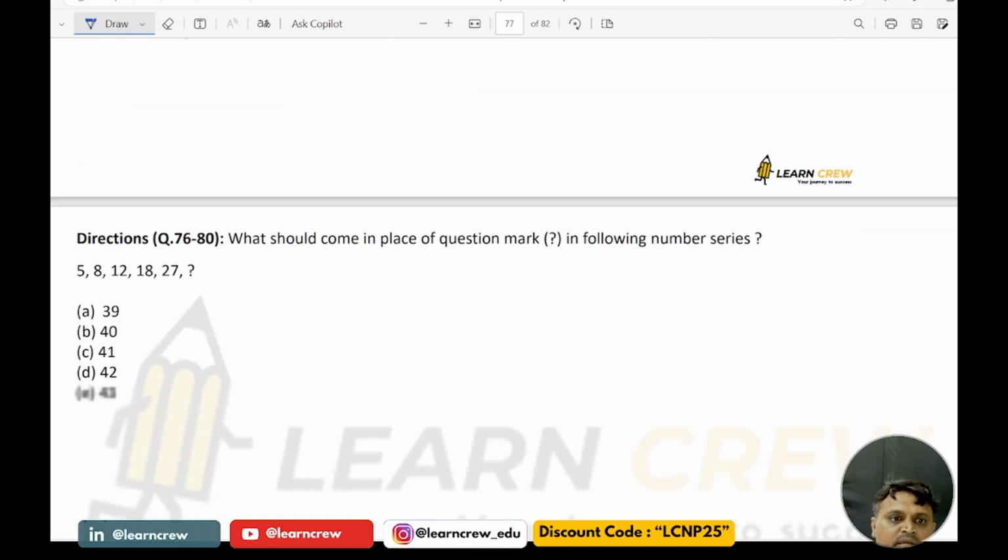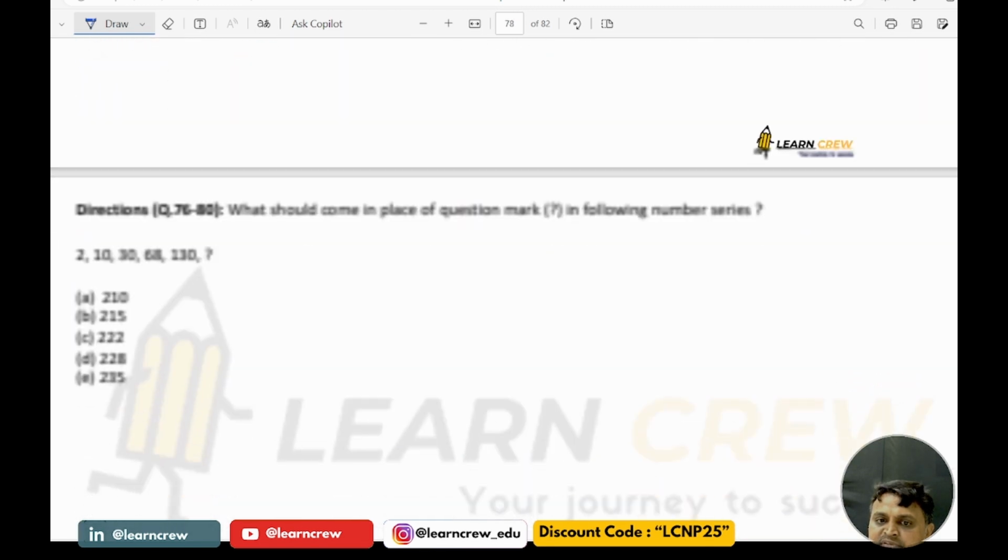Next. 5, 8, 12. So here difference is 3. Here difference is 4. Here difference is 6. Here difference is 9. So 3, 4 difference 1. 4, 6 difference 2. 6, 9 difference 3. So here difference has to be 4. So it has to be 13. 27 plus 13 is 40. So answer is 40. Difference of differences increased by 1.